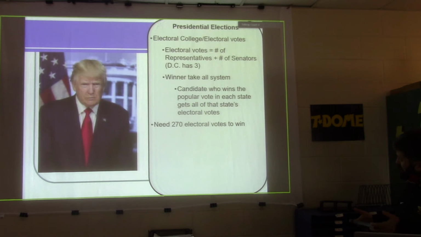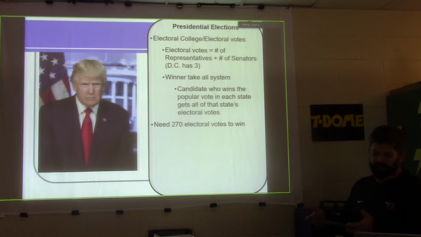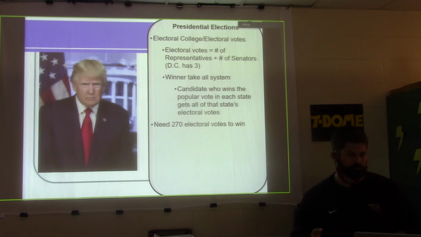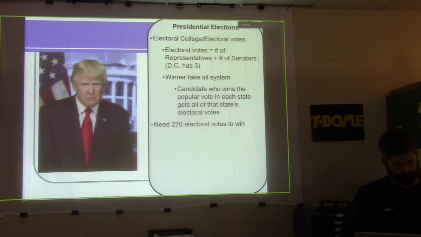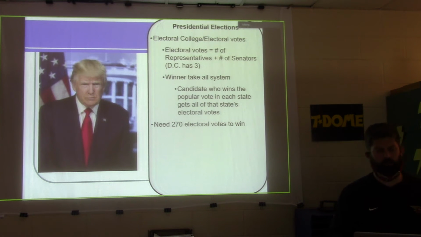So the electoral votes is the number of representatives and the number of senators in each state combined to that number. Okay, wait, hold on. So North Carolina has 15. So the electoral college, though, they're supposed to get the popular votes, and do they have to listen to the popular votes? They do listen to the popular vote. Then why did Trump lose? Or why did Hillary lose? Because she had more. Well, it all comes down to an electoral college thing.